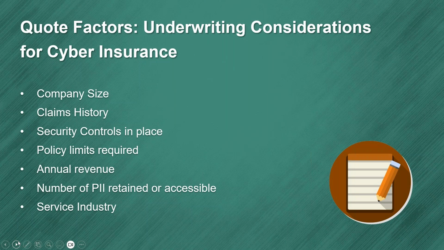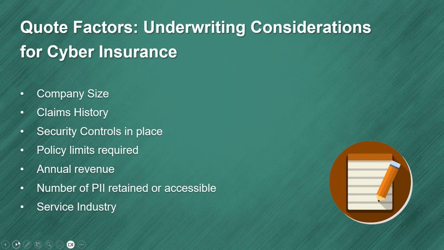And then you see policy limits required. If they're looking for a higher limit, then of course the premium is going to be increased. Then your annual revenue, the number of PII records retained or accessible, and also service industry, because typically we'll see healthcare or financial services have more of a risk factor. That's just because of the amount of records that they keep. So typically we will see the premiums a little bit higher on those industries.